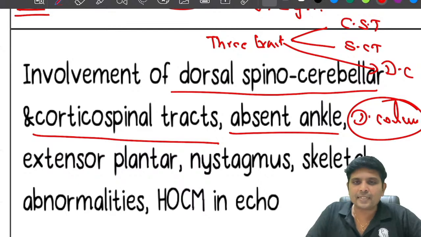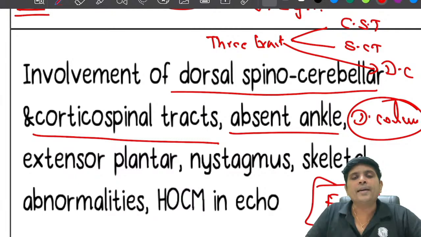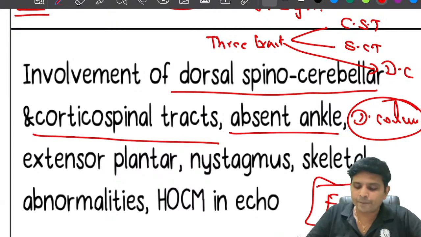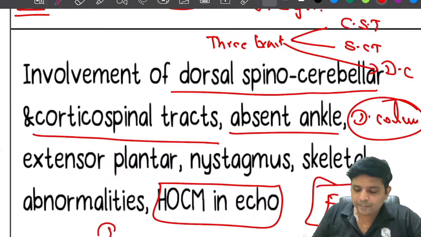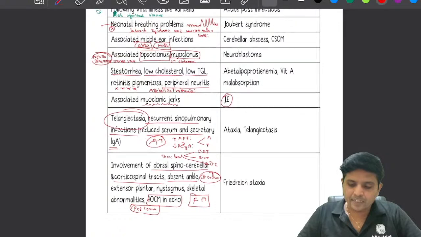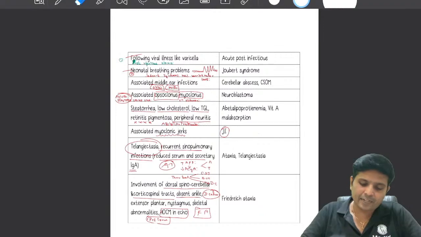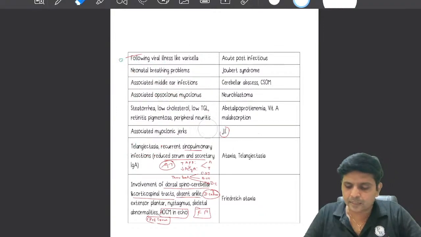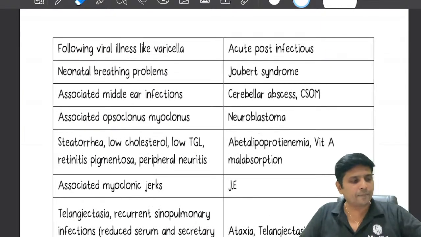When all these things are involved, you need to think in terms of Friedreich ataxia, a trinucleotide repeat disorder, which is also characterized by hypertrophic cardiomyopathy in your echo, along with pes cavus, involving your soles. So these are all the things that can be asked in your entrance examination. So what are all the things you will be asked? Look here, a rapid revision. What is that rapid revision?